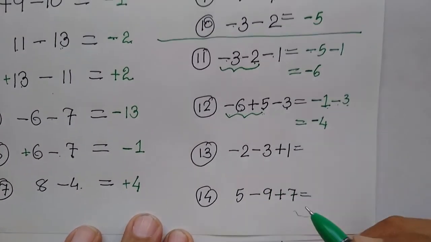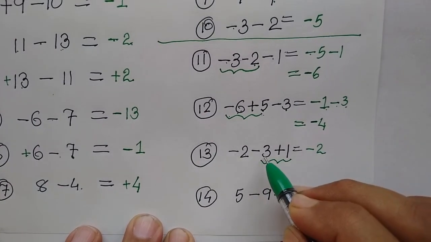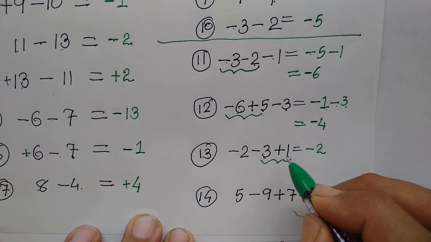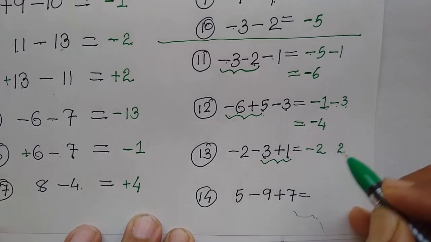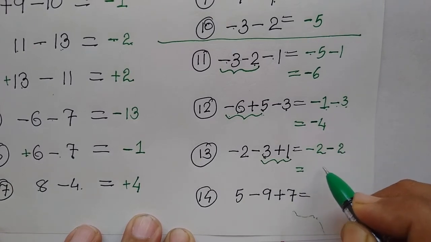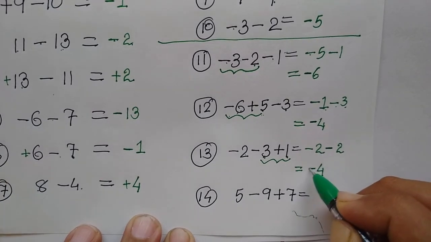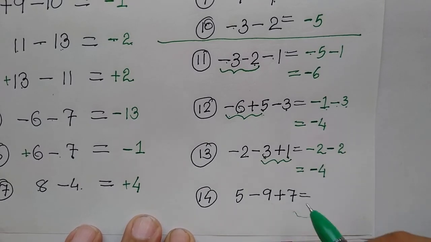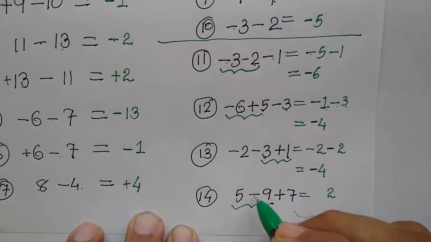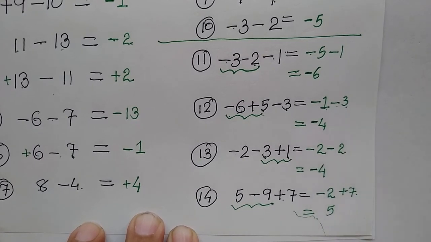Now children, here, take now these two. So minus 2 as it is, rewrite. Minus 3 plus 1, opposite sign, do subtraction, bigger number sign. So 3 minus 1 is 2, bigger number sign is minus sign. Now children, same sign, so do addition, bigger number sign. No question of bigger number, both are same, so minus sign. 5 minus 9 plus 7. Take this one, it is 2, bigger number sign is minus, minus 2 plus 7. Minus 2 plus 7 is 5, children.